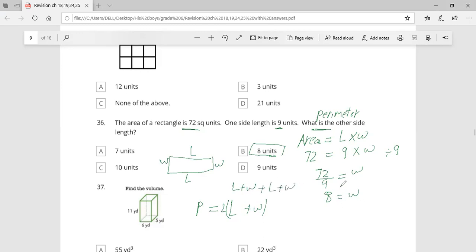For example, we have W is 8, and given we have L is 9. We can say 8 plus 9 multiplied by 2. 8 plus 9 is 17. Sorry, multiply by 2, 34. If I say find the perimeter of this shape, concentrate on how to get the perimeter.